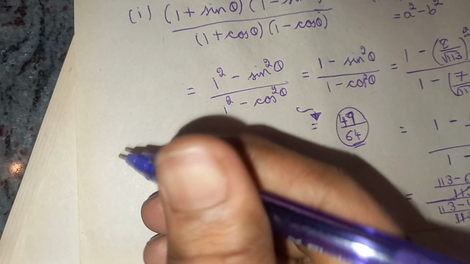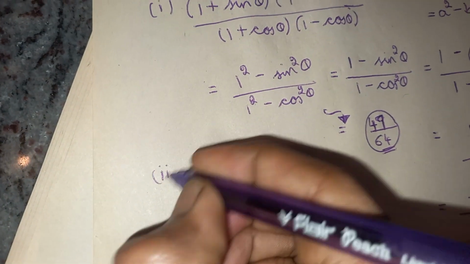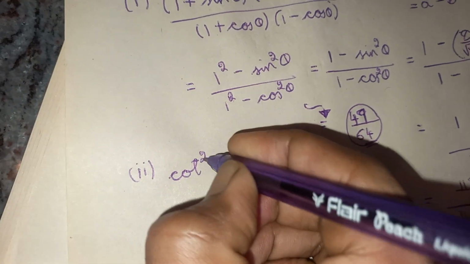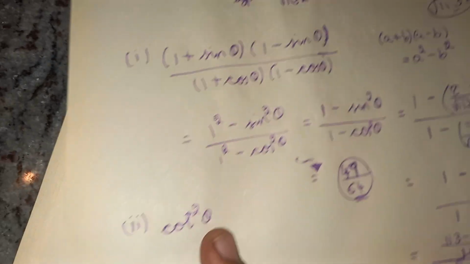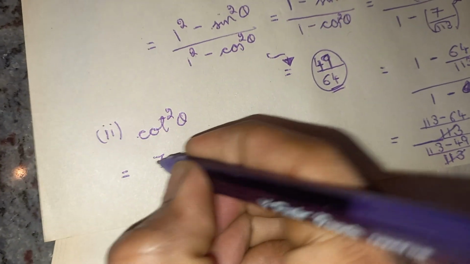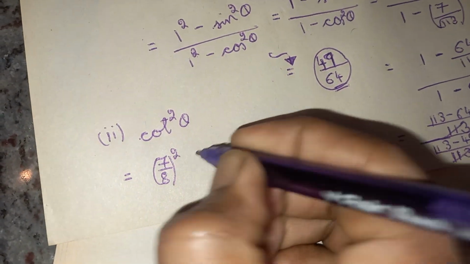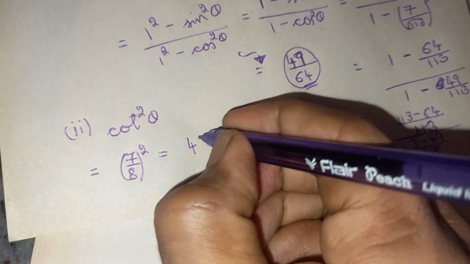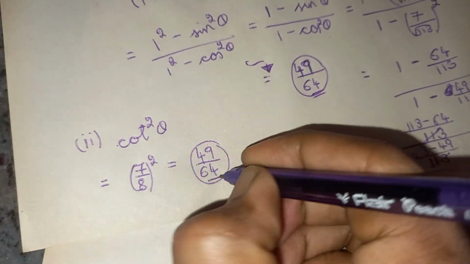Now let's find cot square theta. They have already given cot theta, which is 7 by 8. So you need to square 7 by 8. This 7 by 8 whole square is 7 times 7, which is 49, by 64. So it is 49 by 64.